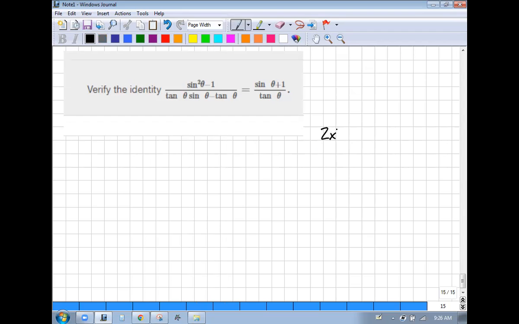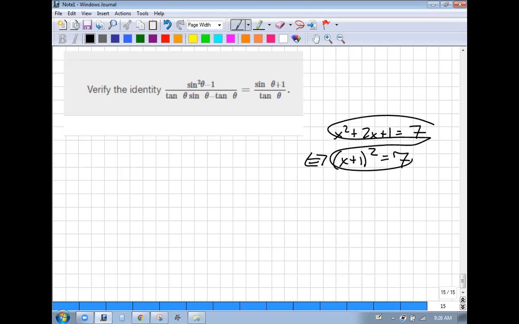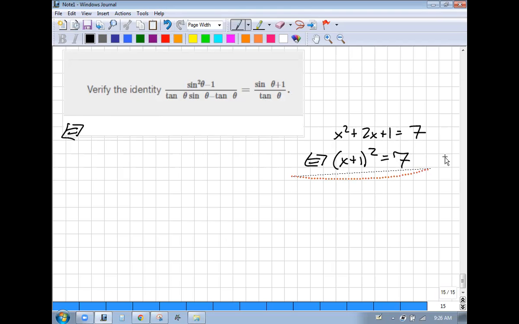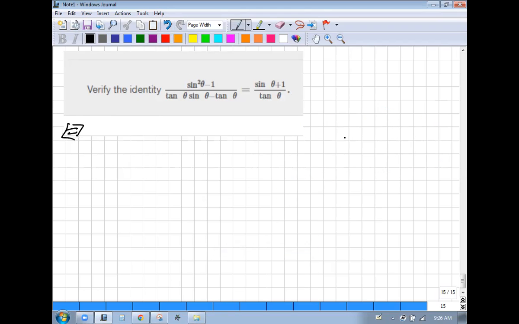I'd be like 2, let me see, x squared plus 2x plus 1 equals 7. And I'd say, well, that's the same thing as if I factored this, x plus 1 squared, right? That symbol means logical equivalence. It means these equations are exactly the same thing, right? We can use that symbol. We can work with both sides at the same time. I could say this equation is logically equivalent to, I don't know, I'll just start trying to simplify both sides at the same time. I can do that.